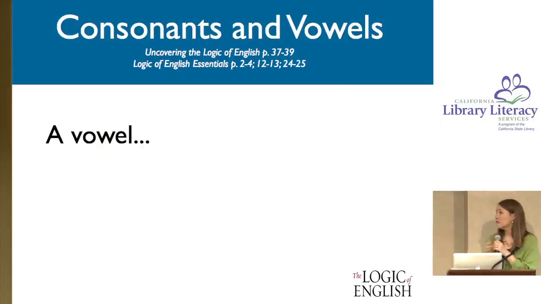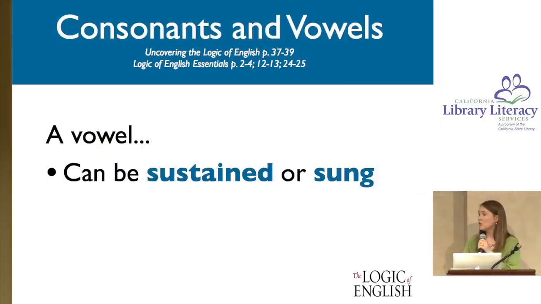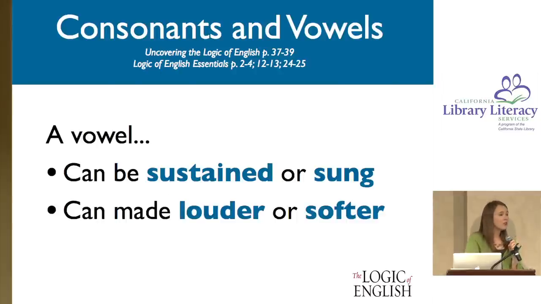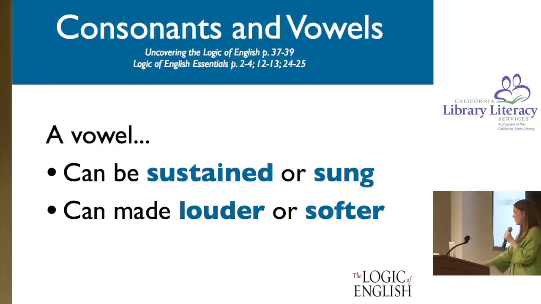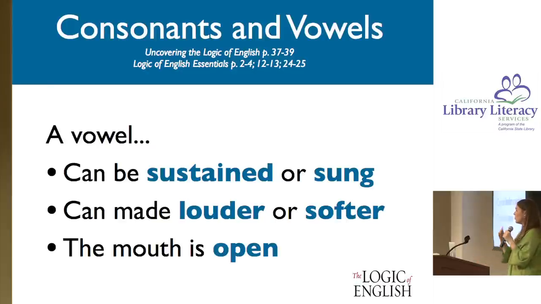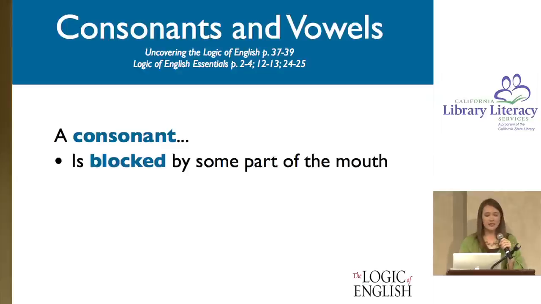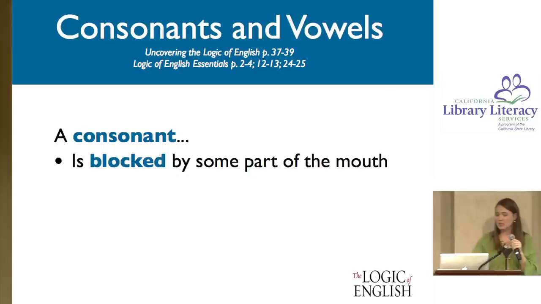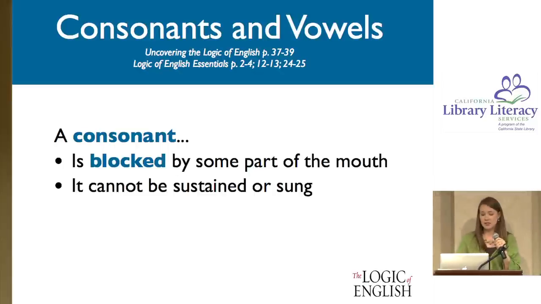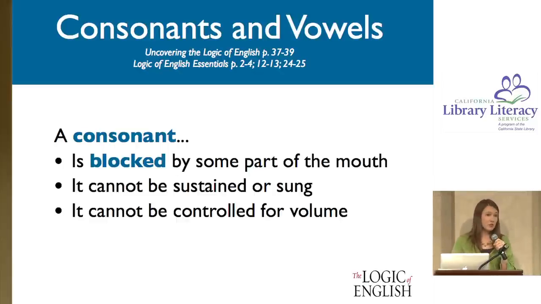So let's learn this. A vowel can be sustained or sung. Now, if you've sung in a choir, you know this. You sing the vowels. It can be made louder and softer. So try to call for help without the vowel. Help. Help. You can't do it. Because you can't make it louder or softer without the vowel. Also, your mouth is open when you say the vowel. So you can sustain it. It can be made louder and softer. Your mouth is open. Now, a consonant, on the other hand, is a sound that's blocked in some way by parts of the mouth. It cannot be sustained or sung, and it cannot be controlled for volume.